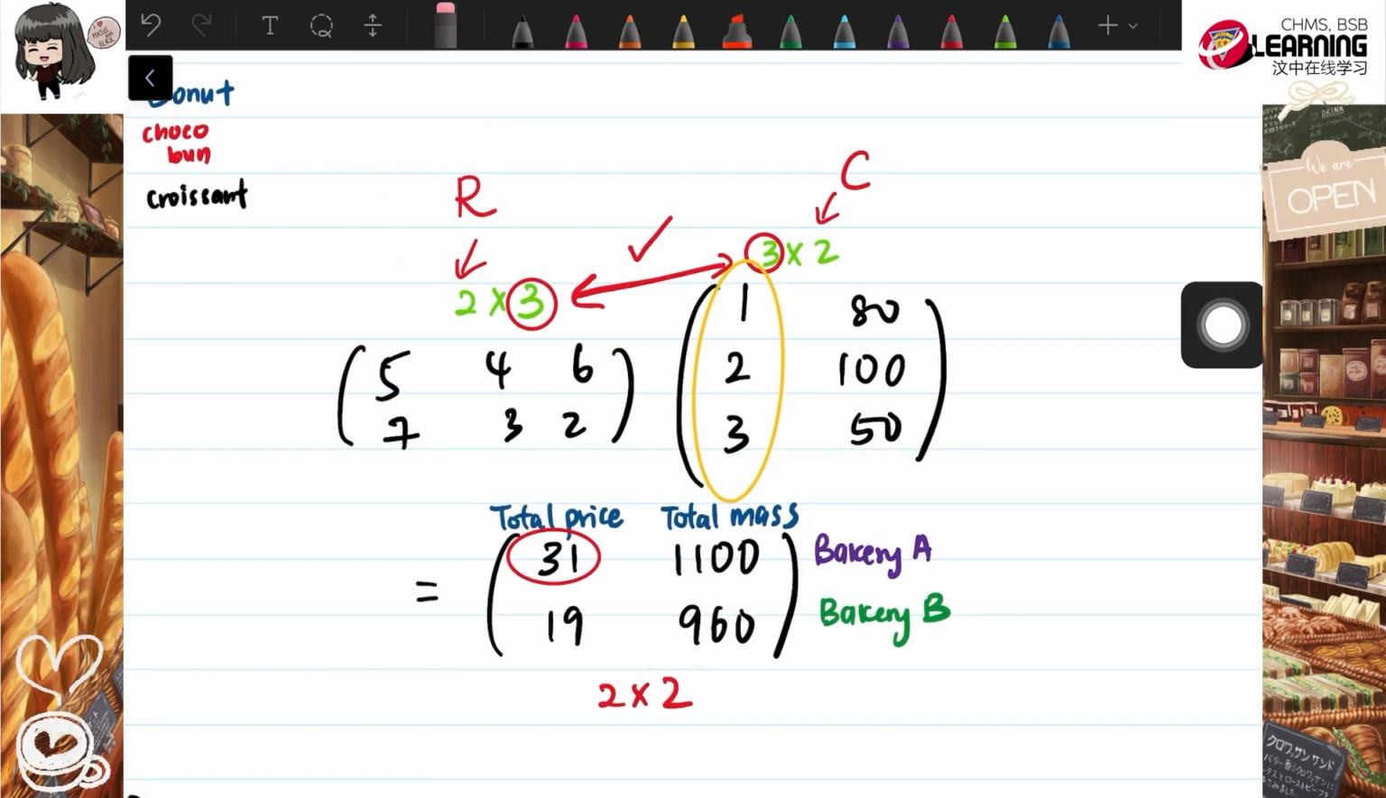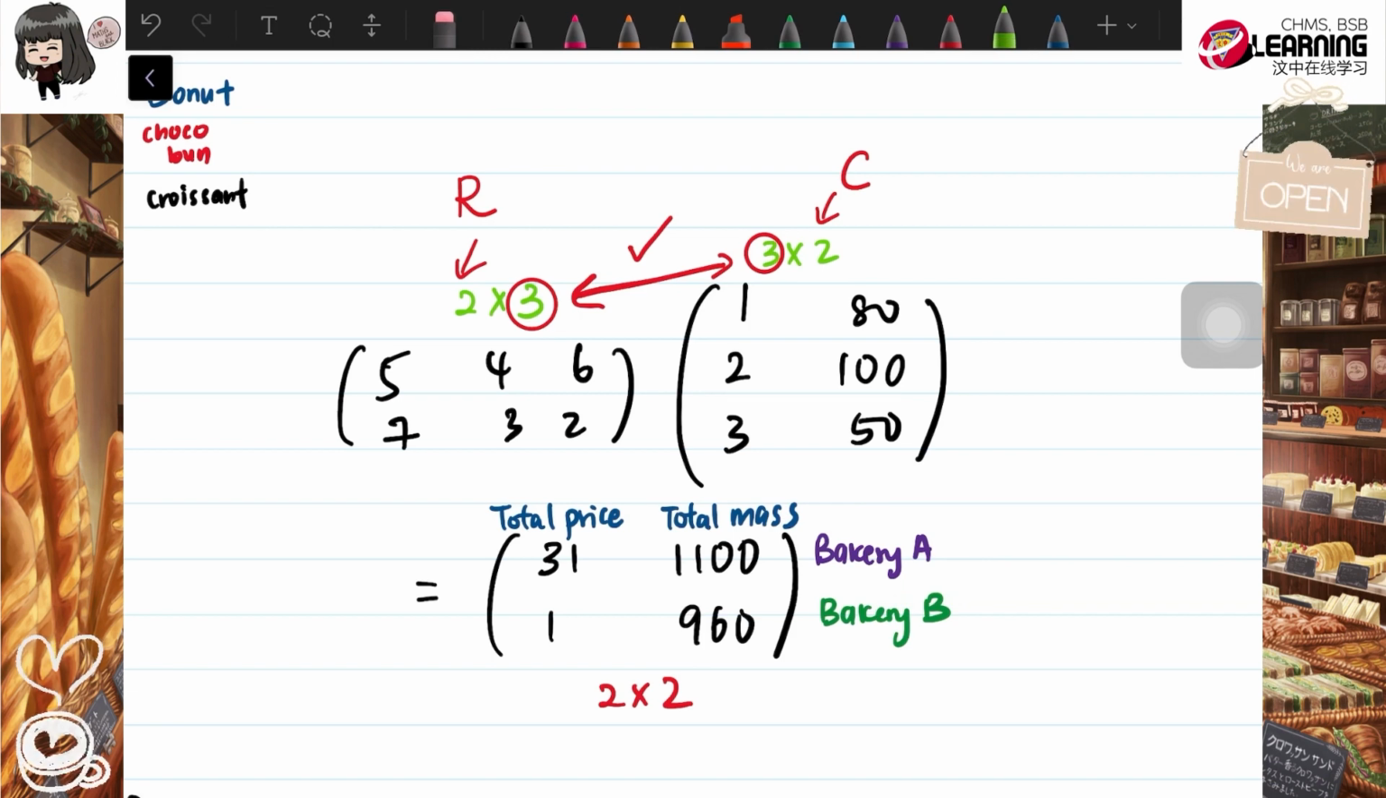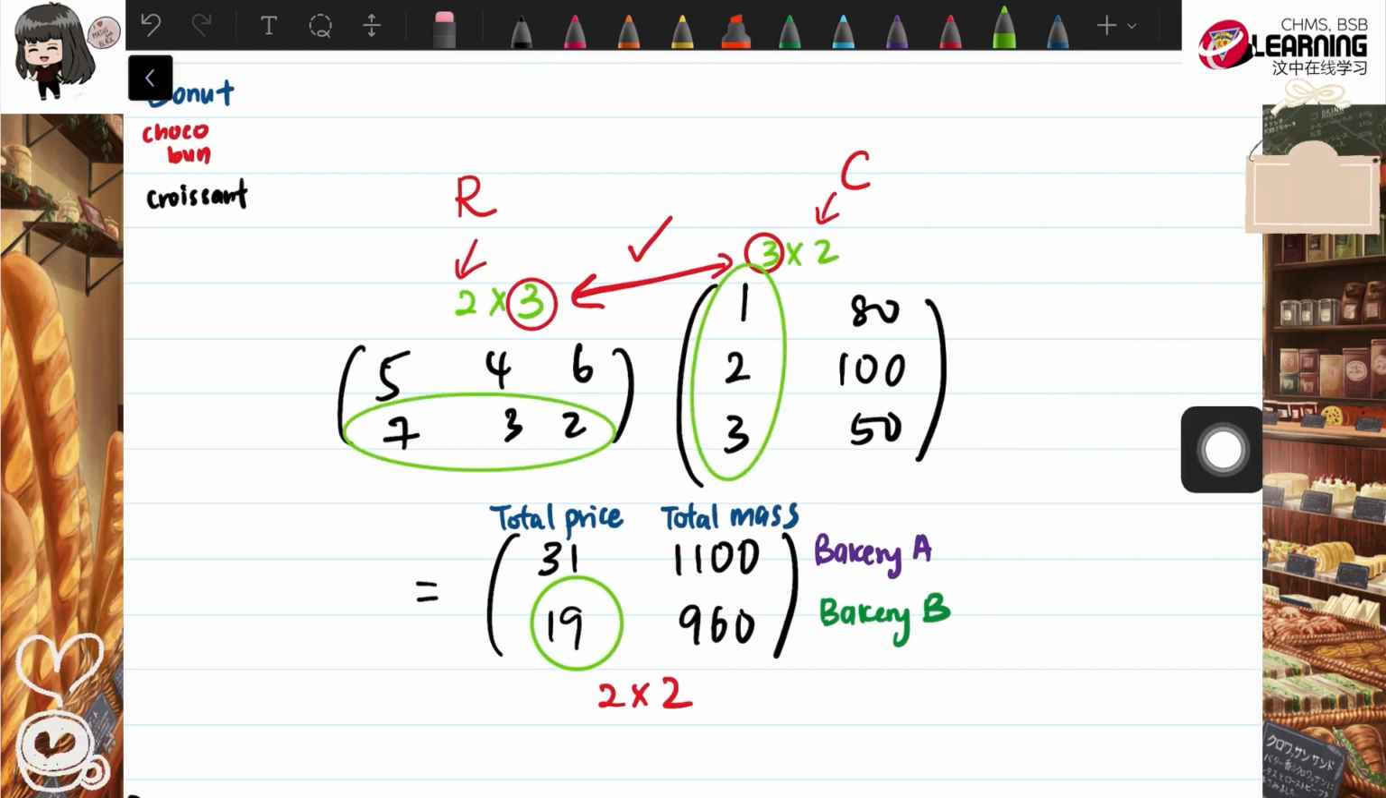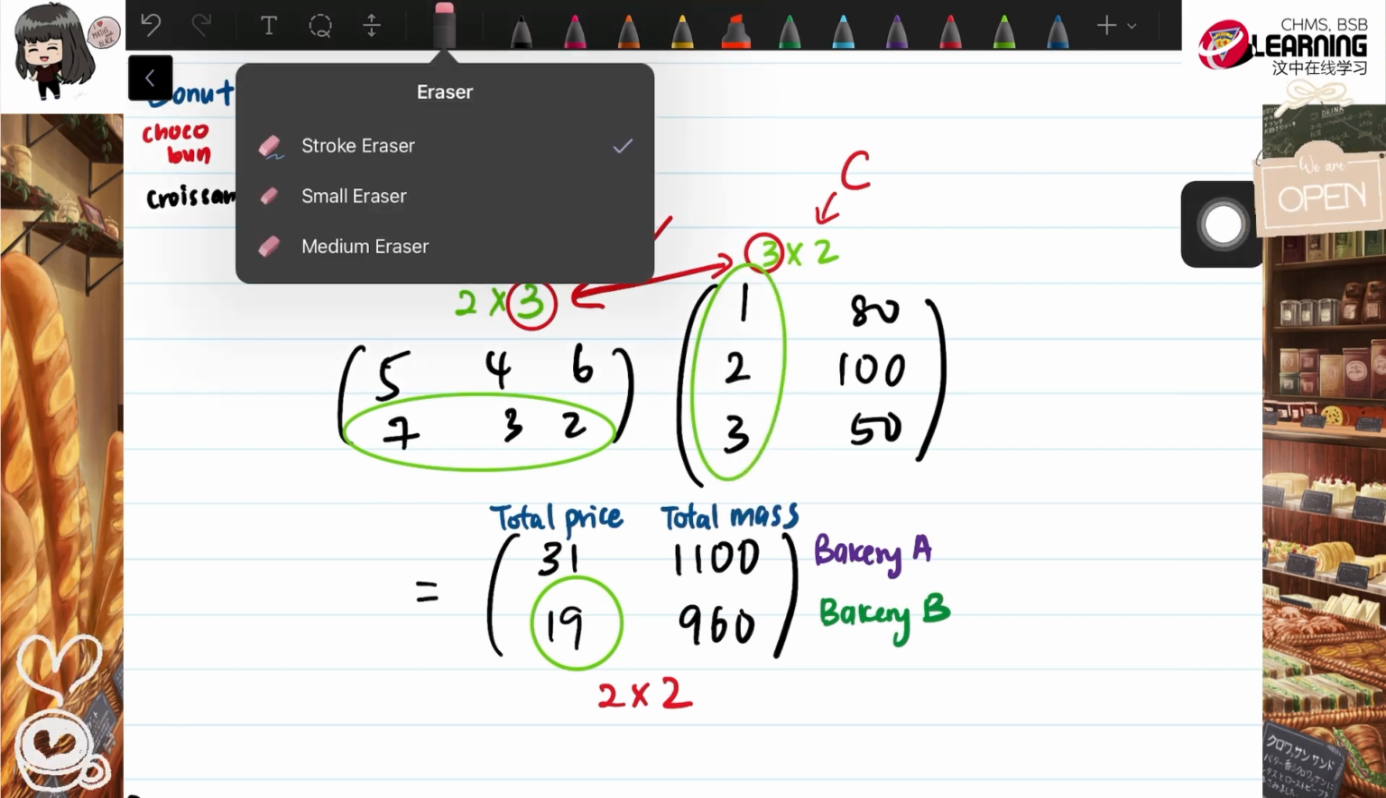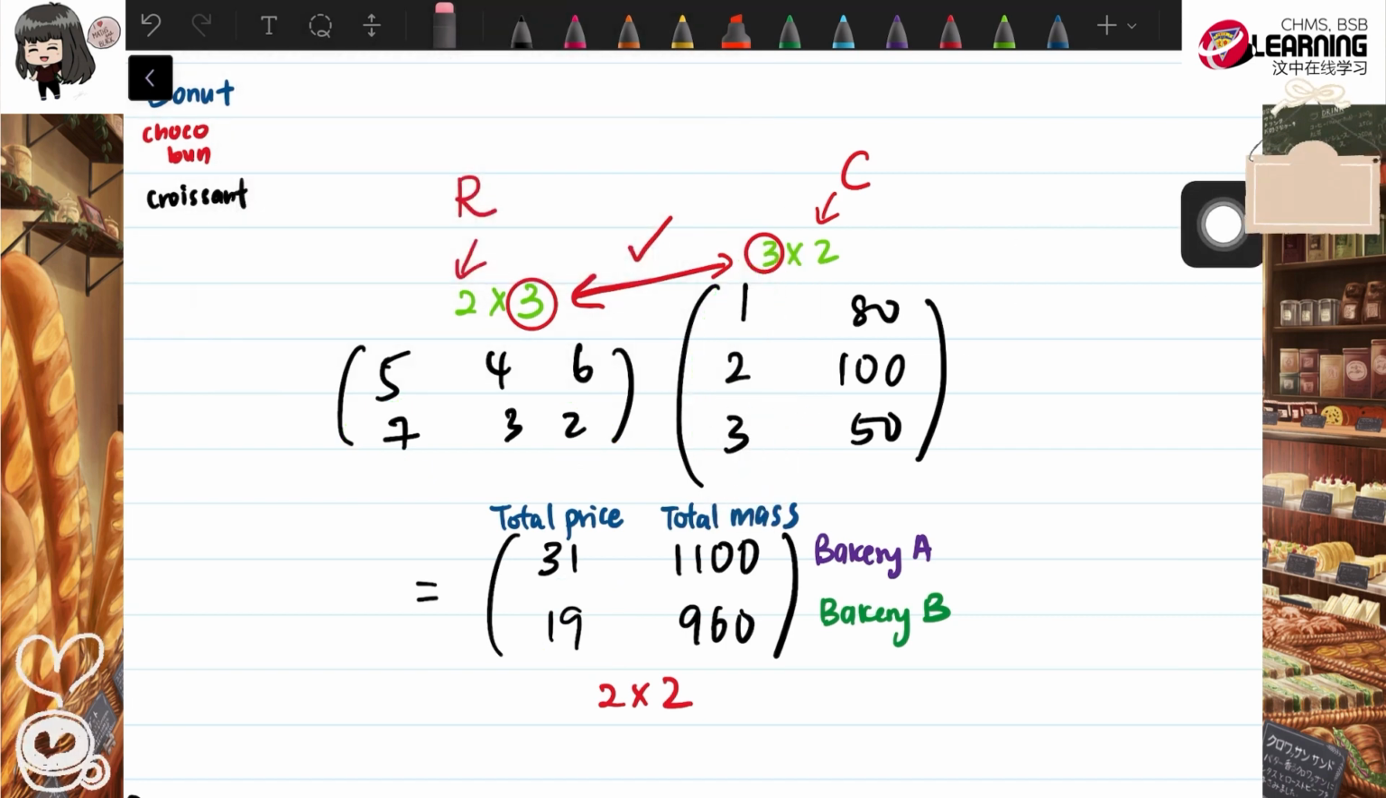Okay, and then the second one, this one, 19. This 19 comes from second row and your first column. Because the position of this element is second row and first column. So it comes from second row, first column. Alright, it means that you multiply 7 times 1 plus 3 times 2 plus 3 times 2, which is the total price of the 3 items in bakery B. Okay, remember this one is bakery B, right? This one is the price. Okay, and then as for this 1100, right, is the total mass of bakery A.